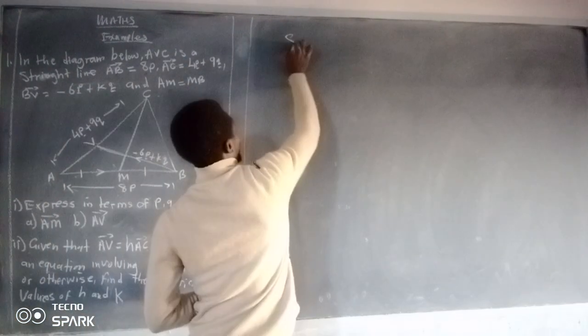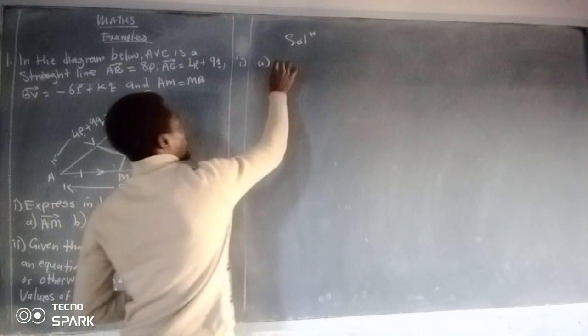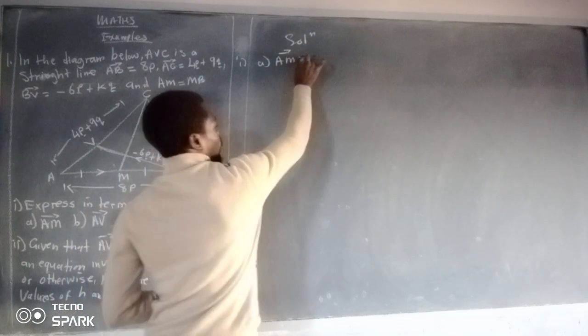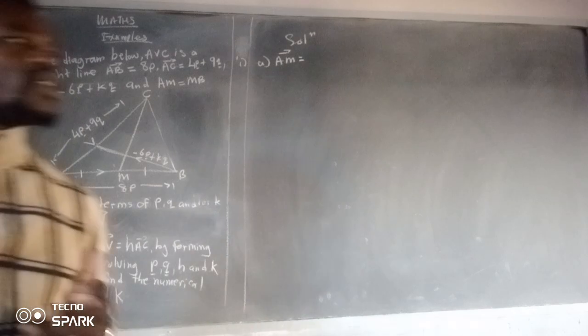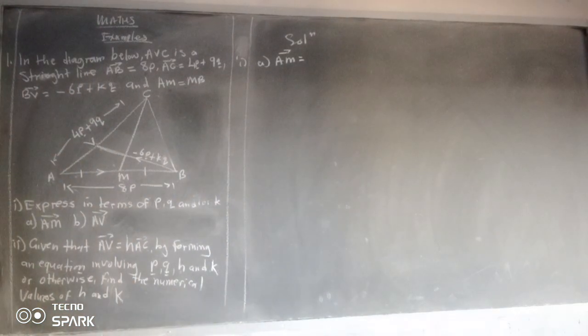So the solution that we have, we need to find number one, AM. That is what we need to find. So with vectors, you need to consider direction. What kind of direction are you moving? That is number one that you need to know.